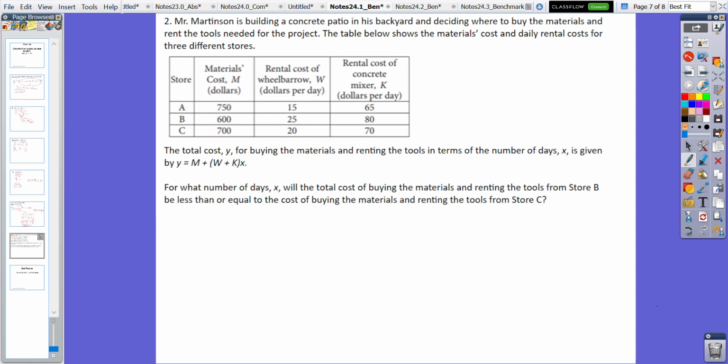Hey Algebra 1, this is the final video in a series on solving inequalities and solving equations for your benchmark test. This is on the small sheet that I gave you as a review. This is number 2. A lot going on here.